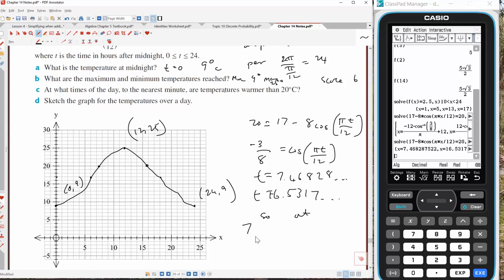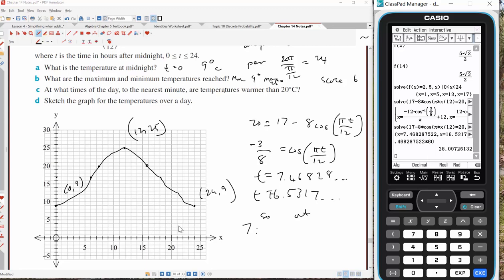So at 7. Now this is not 7:47, because what we're going to do is take this decimal component, and that is a fraction of an hour. That is 0.468 of an hour. So an hour is 60 minutes. So we need to multiply that through by 60 minutes, which means to the nearest minute, that is 7:28 a.m.